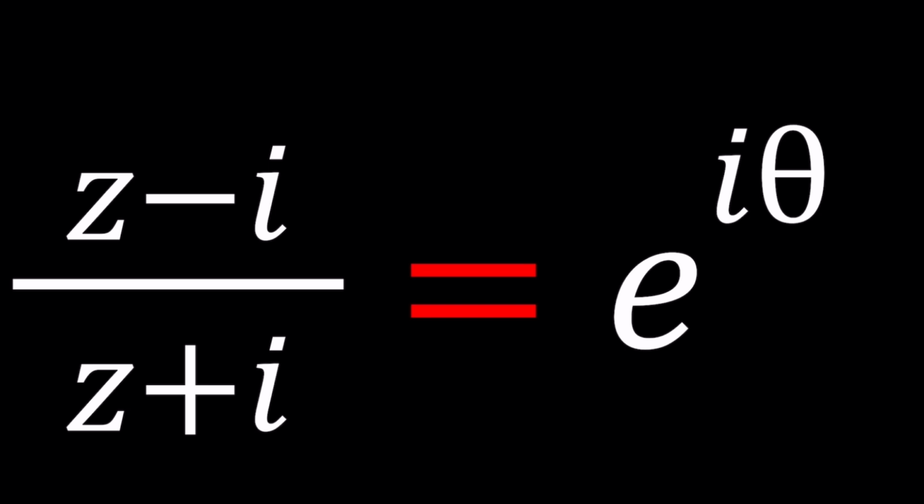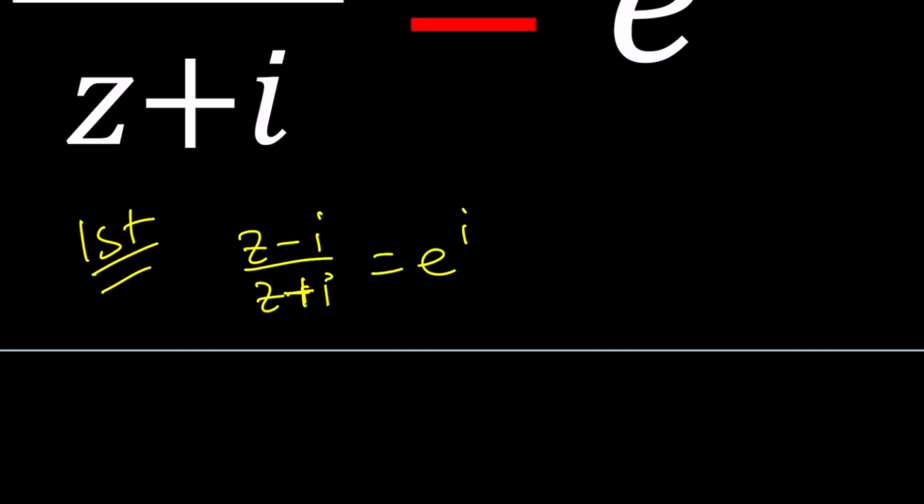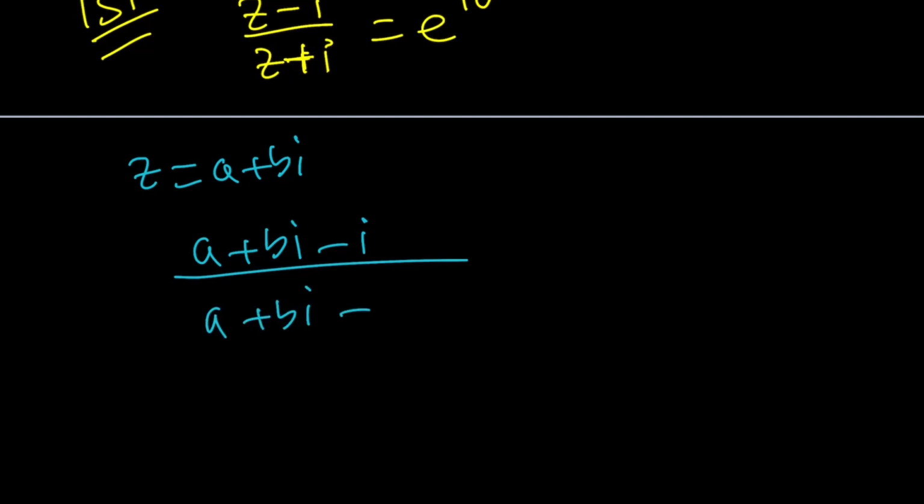So, in order to solve an equation like this, obviously there's a couple different ways we can go about it. Let's go ahead and start with something. So I have z minus i over z plus i equals some other complex number, which was expressed as an exponential, right? So our goal is to solve for z, so we might as well just replace z with something like a plus bi, right? And then if you do that, you're going to get a plus bi minus i divided by a plus bi plus i. Let's go ahead and simplify this a little bit, and then we're going to set it equal to e to the power i theta.